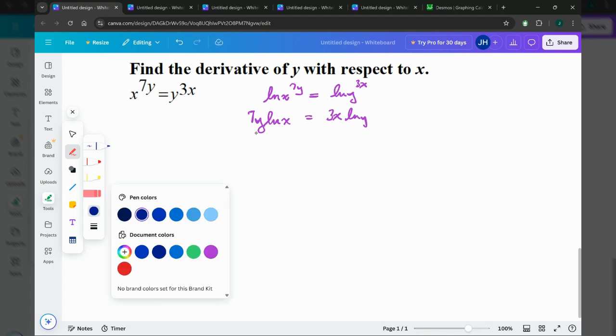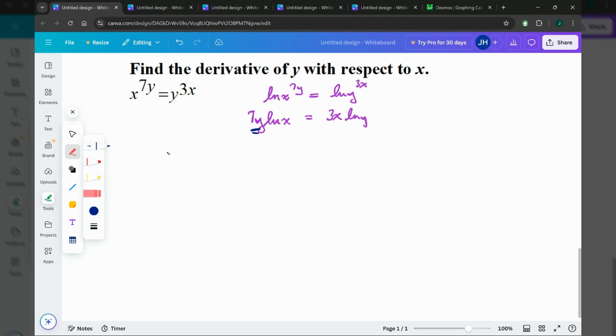Now, the product rule here, I'm going to take the derivative of 7y, which is 7y prime, times the natural log of x, and then plus 7y times the derivative of the natural log of x, which is 1 over x. On the other side, the derivative of 3x is 3 times the natural log of y, plus 3x times the derivative of the natural log of y, which would be y prime over y. That is our derivative. Now, we're trying to find the derivative of y with respect to x. That's the y prime we have in the problem there.